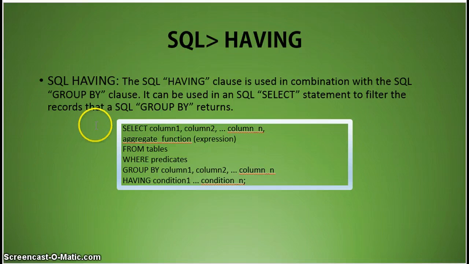Now, last we come to SQL HAVING. The HAVING clause is used in combination with the SQL GROUP BY clause. It can be used in a SQL SELECT statement to filter the records that GROUP BY returns. Here we have the regular code: SELECT the columns, aggregate function(expression) FROM the tables that we're using, WHERE the condition we're giving it, GROUP BY the columns we want to group by, and HAVING the conditions, depending on how many conditions we want to give it.